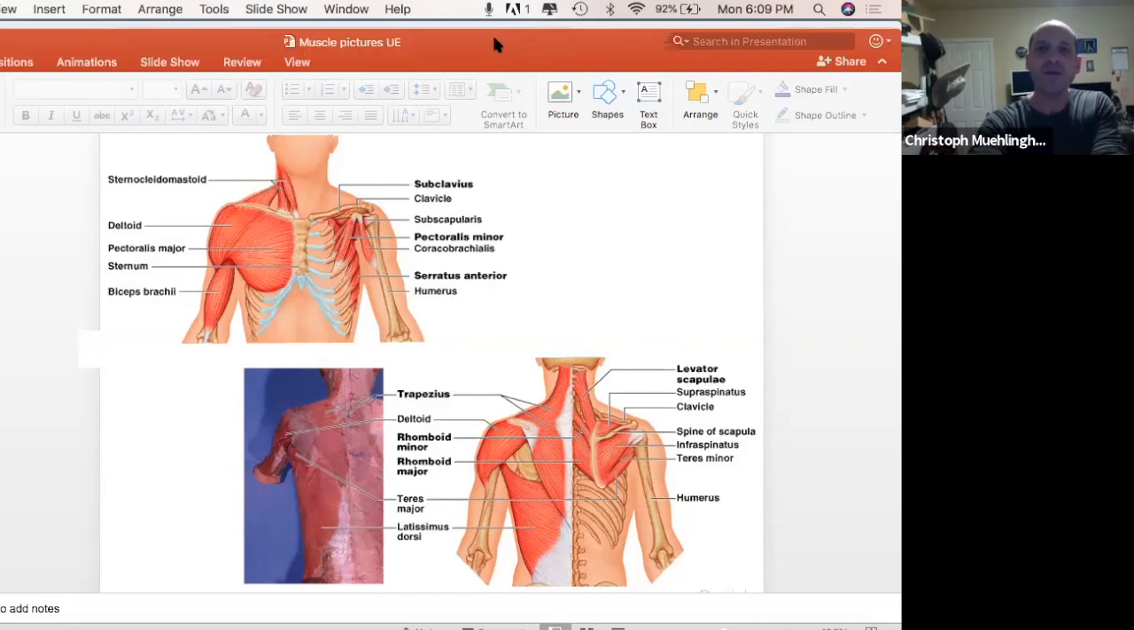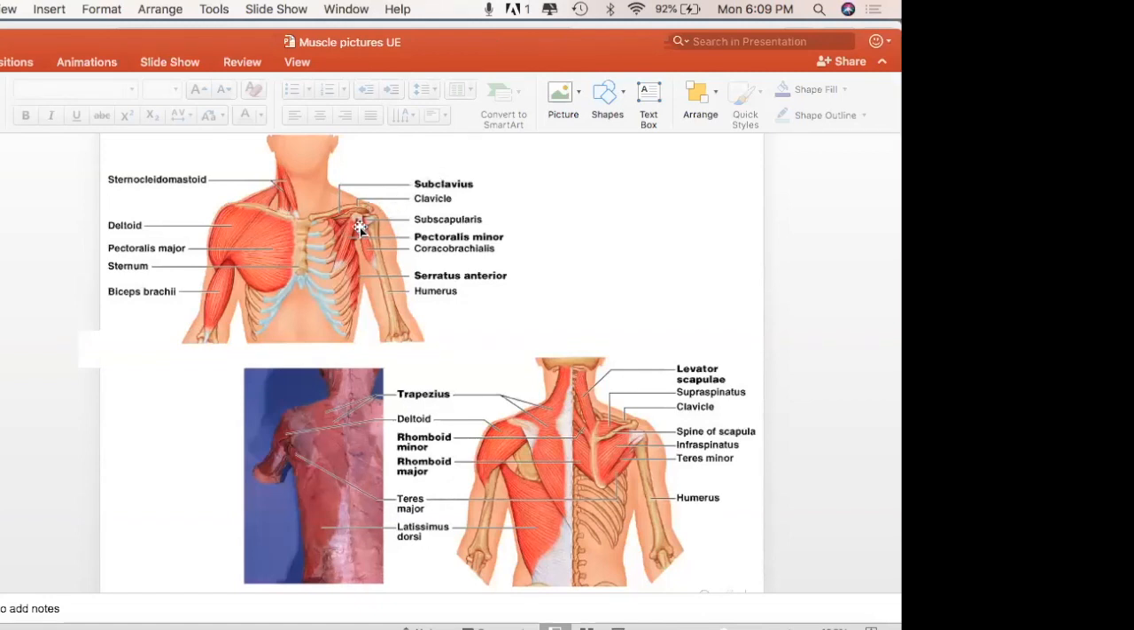Hey, wait a minute. I have a little thing. I can annotate. No, I don't want to annotate. You guys can see what I'm doing, right? Yeah. Okay, good. Does that make sense?